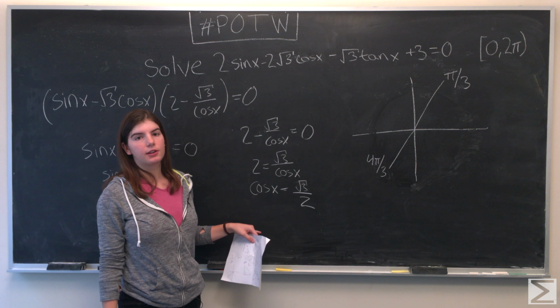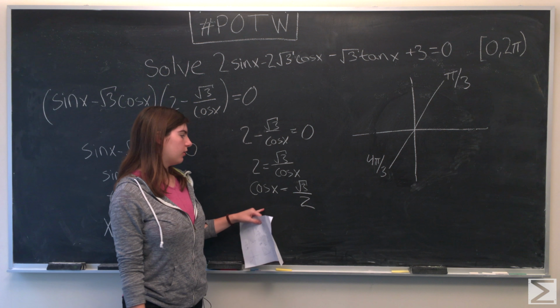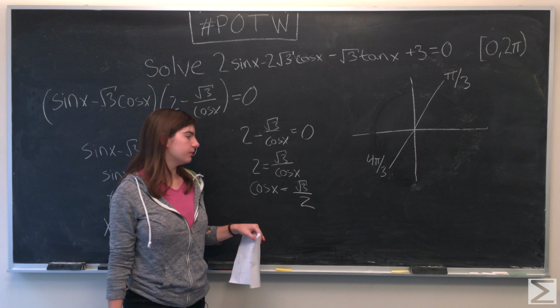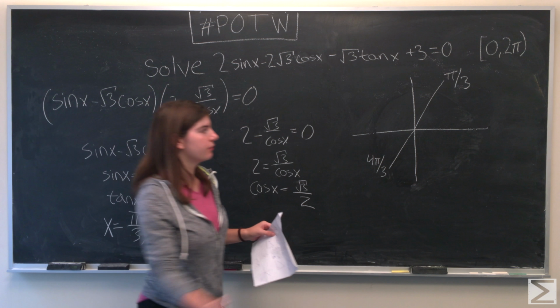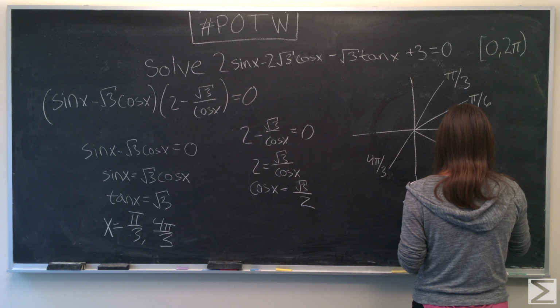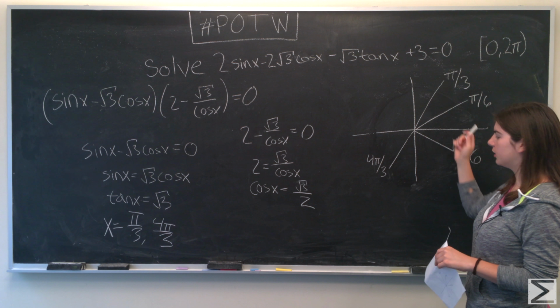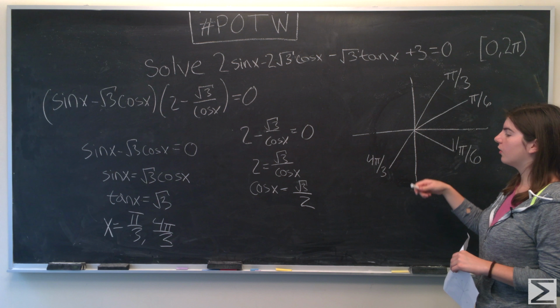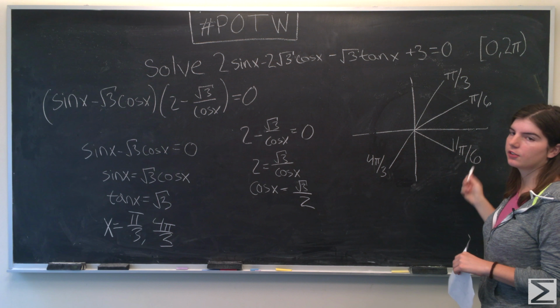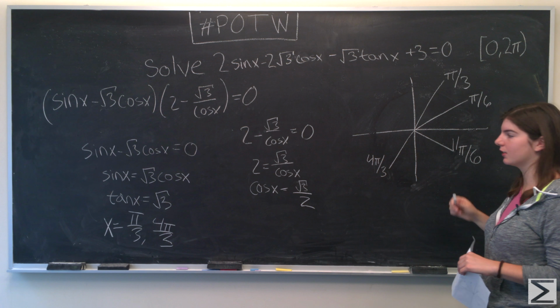And we have to go back to our unit circle to see where cosine of x is equal to the square root of 3 over 2. Cosine is positive in quadrants 1 and 4. We have pi over 6 and 11 pi over 6.